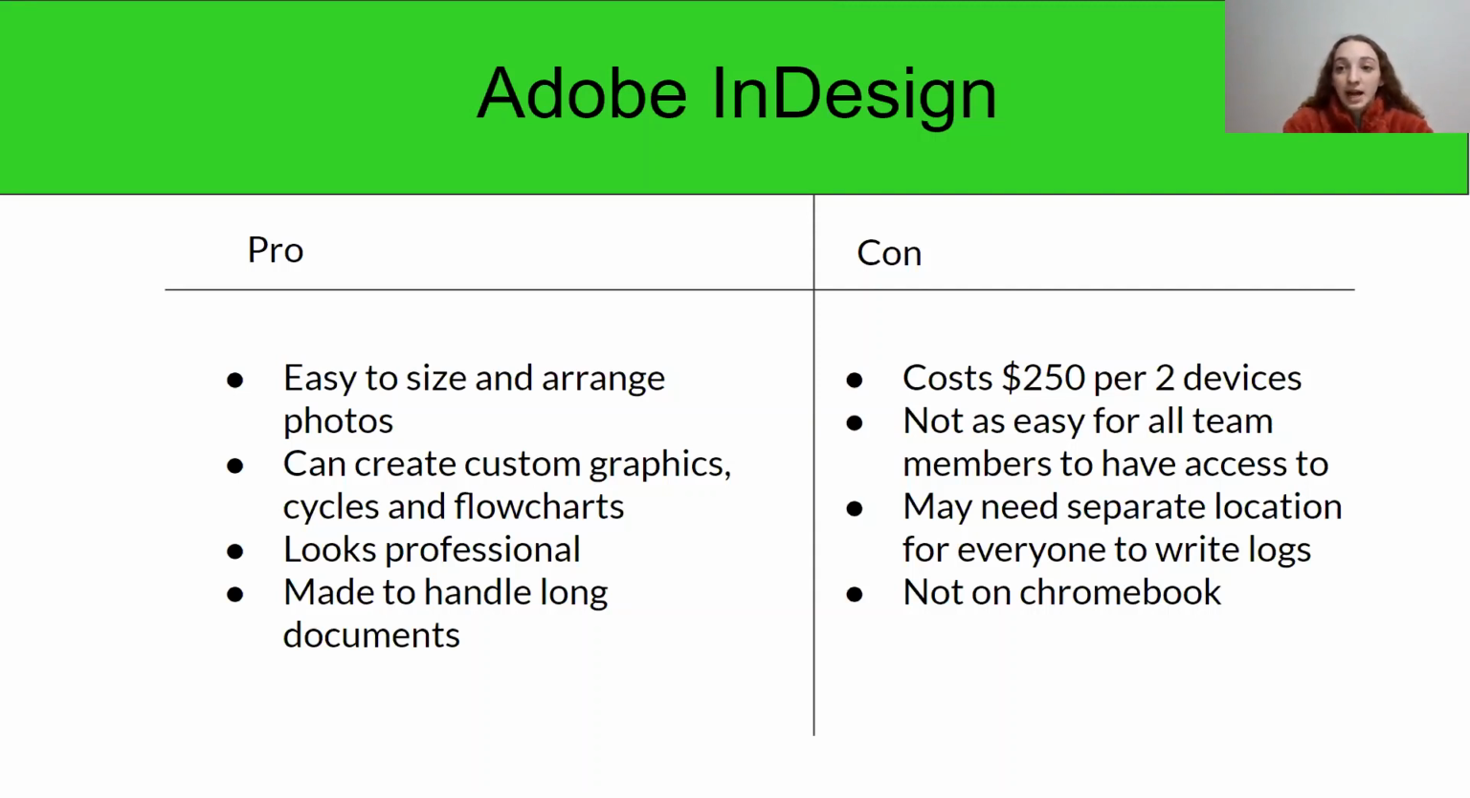The downsides to InDesign is that it costs $250 per every 2 devices, so it's not as easy to have access for all team members. There's also some learning curve to using the software, although we found that with a bit of practice, it's nothing too hard to overcome. And one option is that you can write your log, the text, in a Google Doc, and then a team member could copy and paste it into InDesign along with all the pictures, graphics, and screenshots that you want to add to share with the judges.